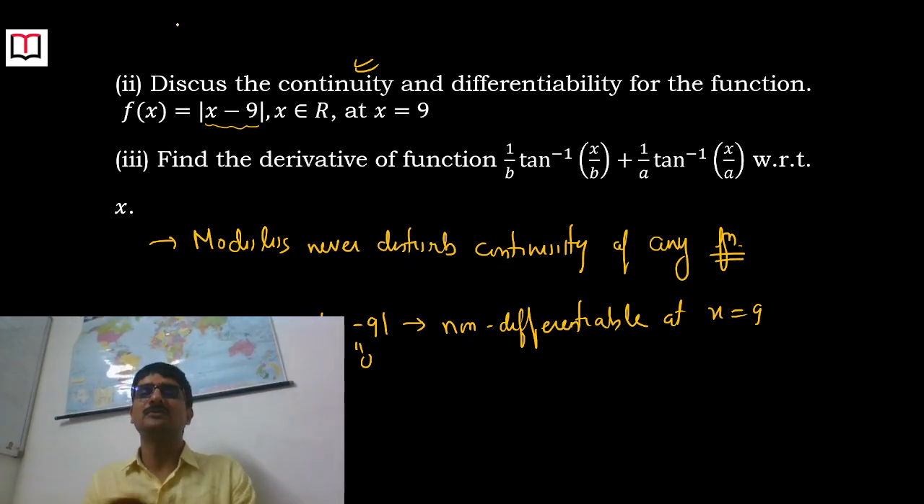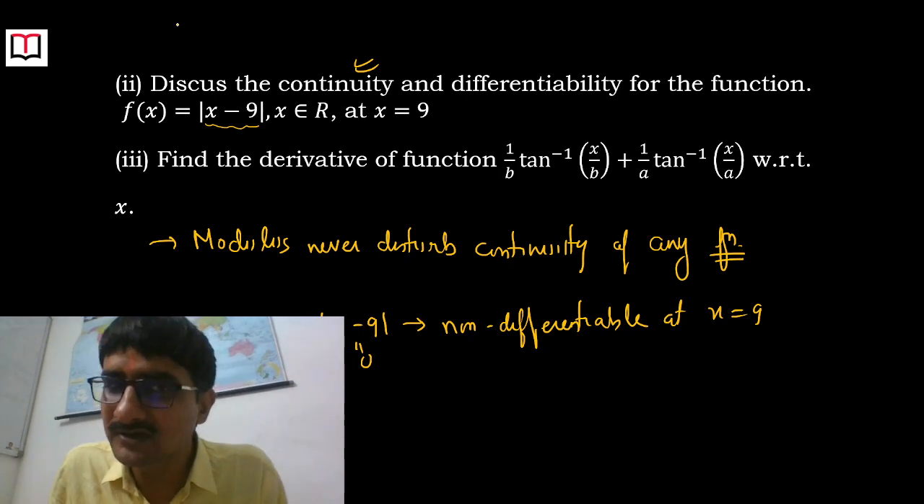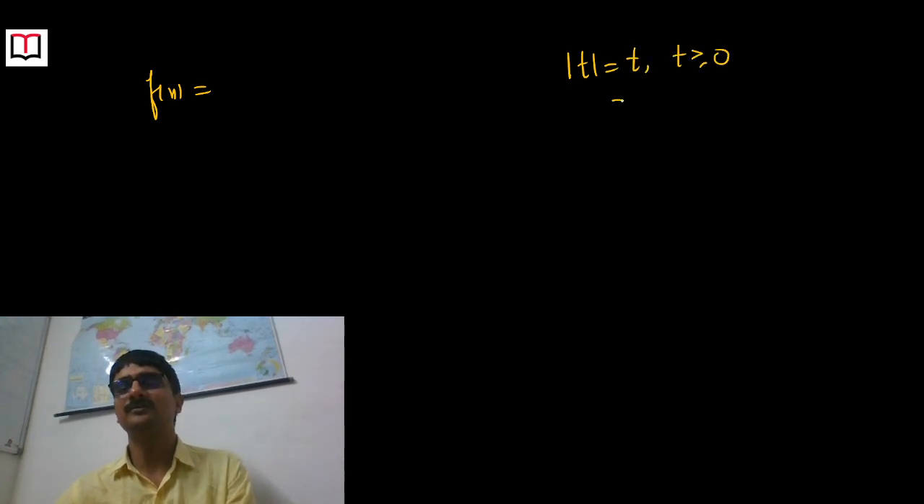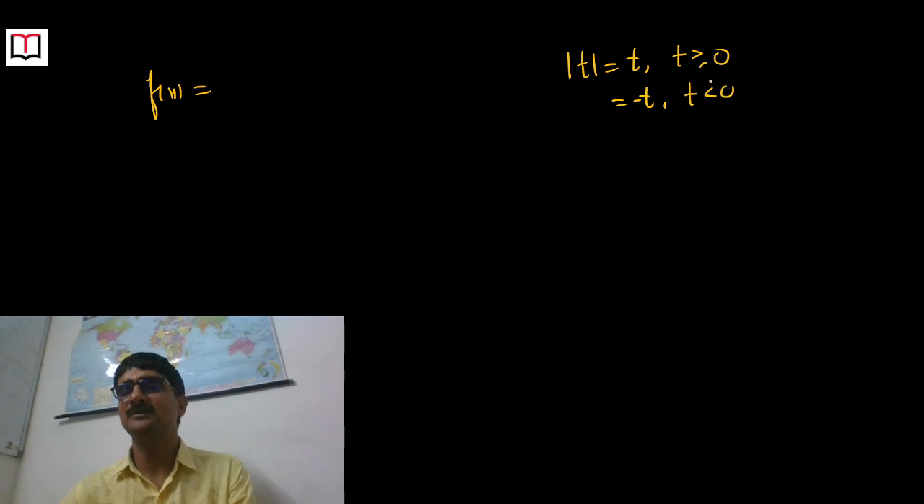Hence their mod will be continuous. But for differentiability, you need to check it. And how do we check it? So we'll write f(x) using the definition, which says mod of t is t when t is greater than or equal to 0, and minus t when t is less than 0.